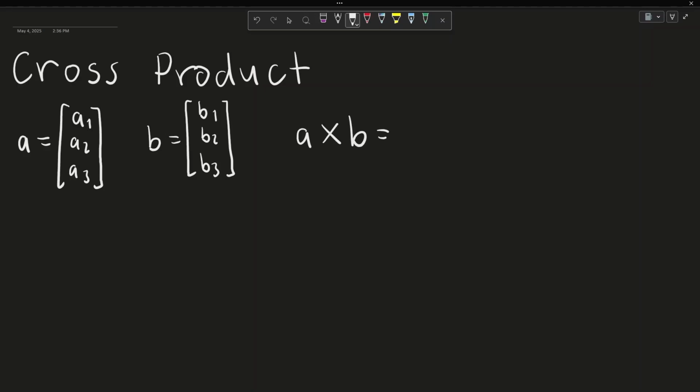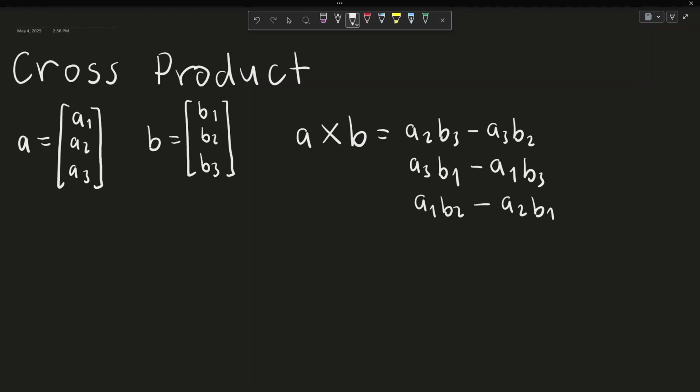And so the formula for the cross product is a cross b equals a2 b3 minus a3 b2. This is the first entry. Your second entry is a3 b1 minus a1 b3. And the third entry is a1 b2 minus a2 b1. And so the cross product gives us a new vector, whereas the dot product only gives us a scalar value.